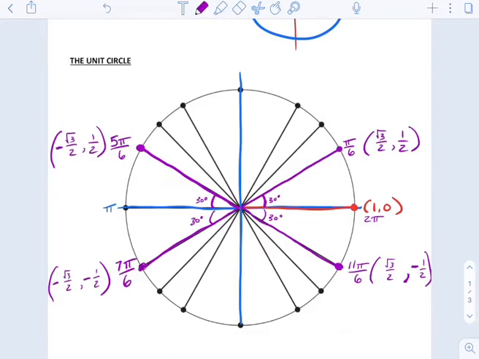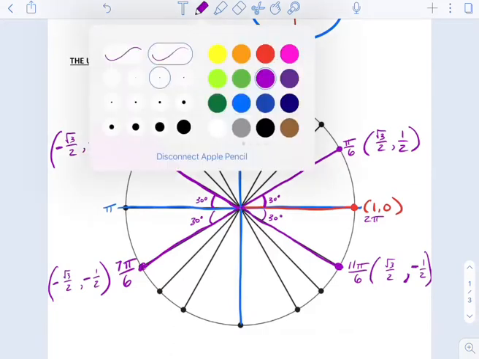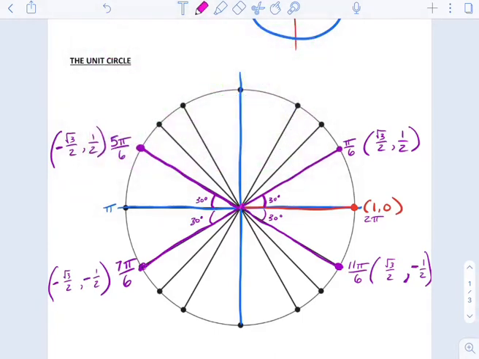So let's go through the other ones here, and you'll see the same thing apply to all of them. Next one that we'll look at, I'll use pink. So the next angle that we have is 45. That's pi over 4. Its points are root 2 over 2 and root 2 over 2. So pi over 4s are always easy ones to work with.